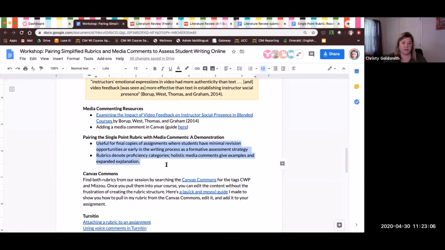So if you don't have time to use this yourself, or if you feel hesitant using it with a bunch of TAs, this might be a great way for students to create their own revision plan and see where they have some work to do. Also note that rubrics denote proficiency categories. Everything I put in the rubric is the categories of proficiency I want that assignment to reflect. The media comments give examples and extended explanations. So they're doing two different things, and I'm not doubling up my work.